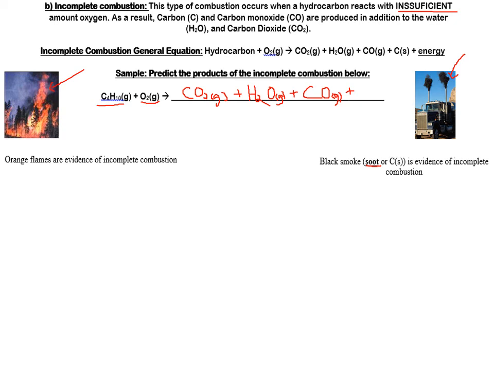So there's carbon monoxide there and also some carbon produced. So whenever I say there's an incomplete combustion, you just put down these four products plus some energy because it's also exothermic.